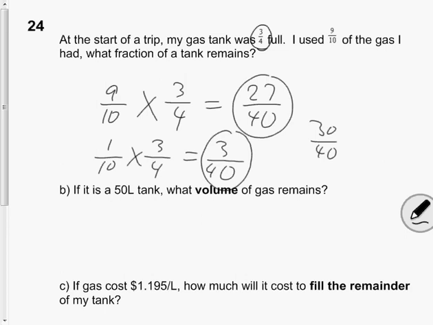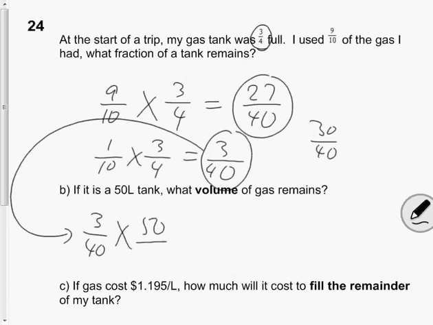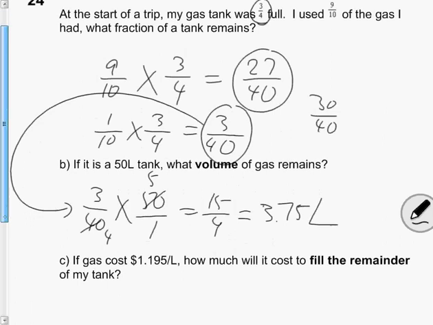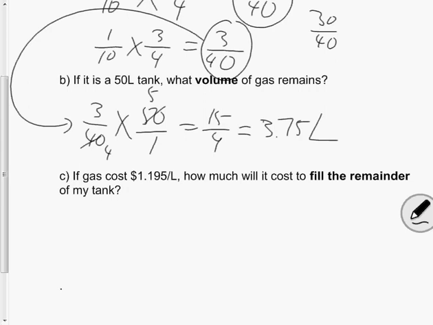So this is a tough question. Most of you got it wrong. Most of you thought it was 13/40, but it's only 3/40. So 3/40 of a 50-liter tank. So when I multiply this out, I'm going to cross reduce. I get 15/4, which means that is 3.75 liters remain in the tank. Okay, so 3.75 liters remain in the tank.